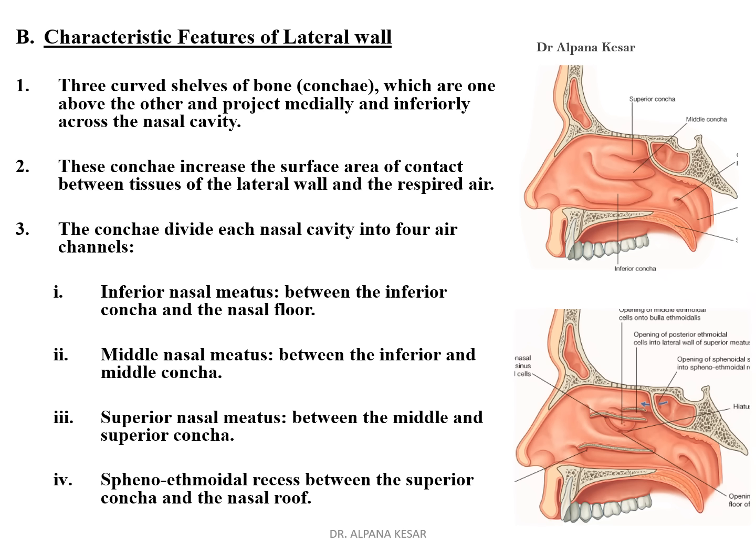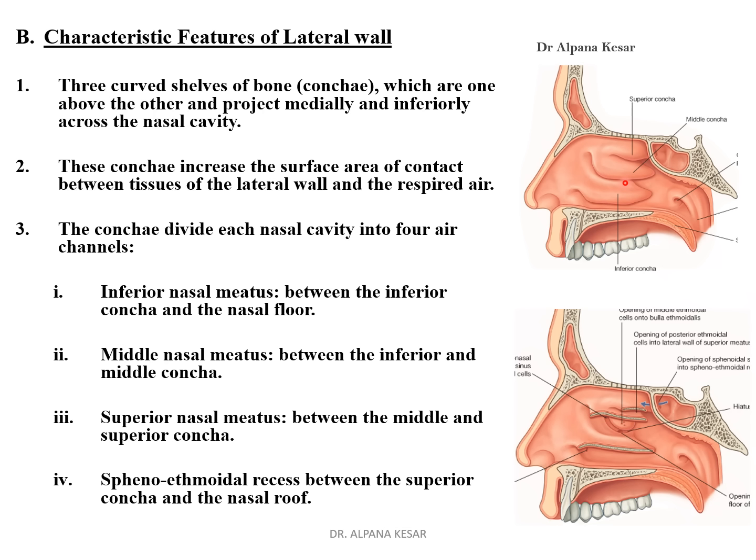Characteristic features of the lateral wall of nose. In the lateral wall of nose, 3 curved shelves of bones are present. These are known as conchae. These conchae are present one above the other. They project medially and inferiorly. They help to increase the surface area between the respired air and the mucosa of the lateral wall of the nose.